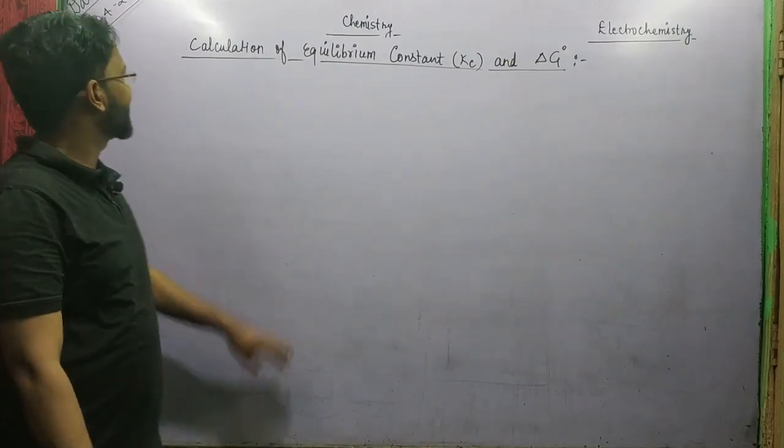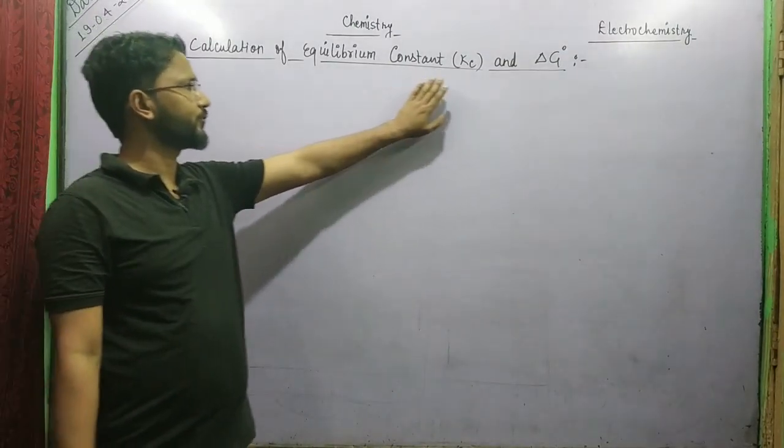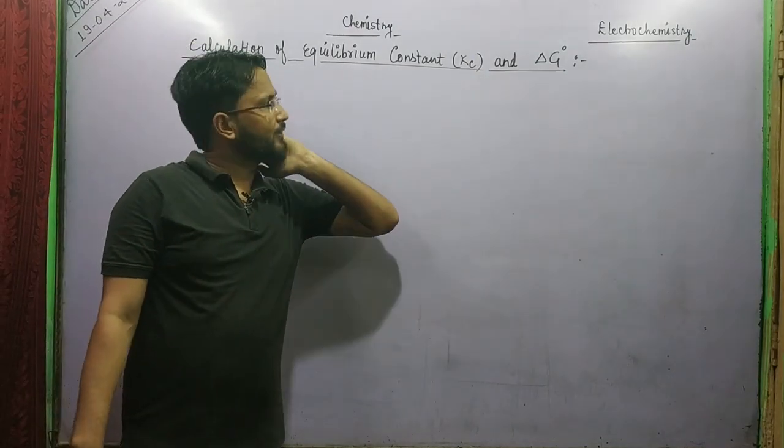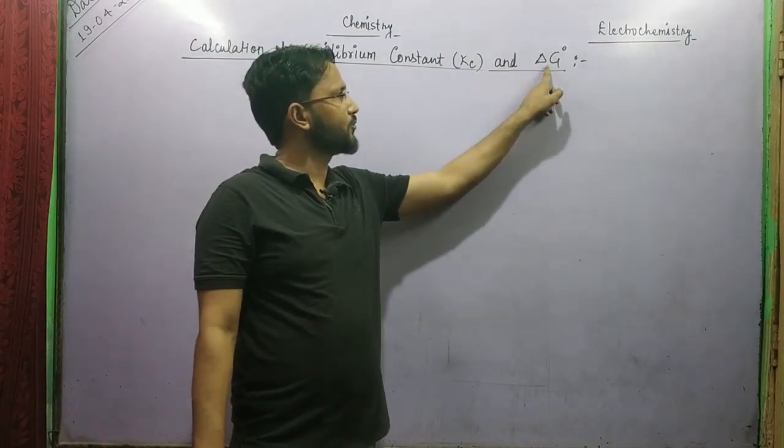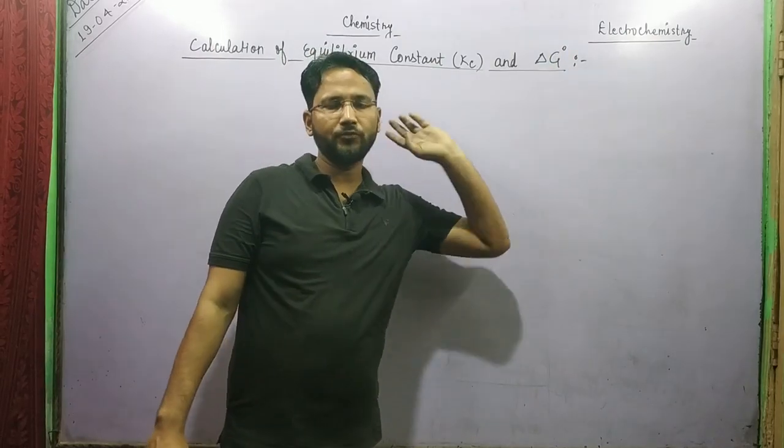Okay, now the next heading: calculation of the equilibrium constant and standard Gibbs free energy. Delta G naught is the standard Gibbs free energy.